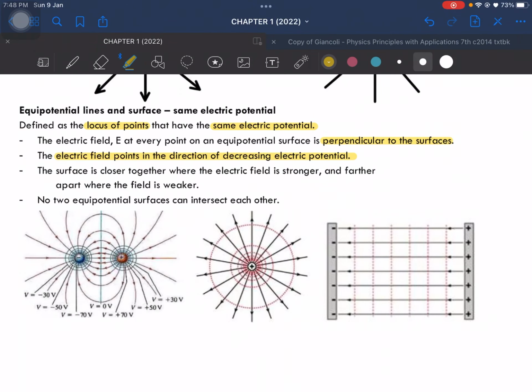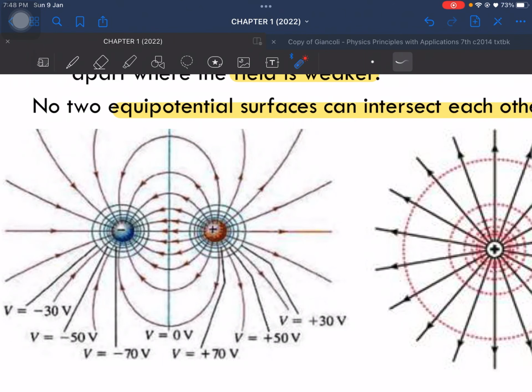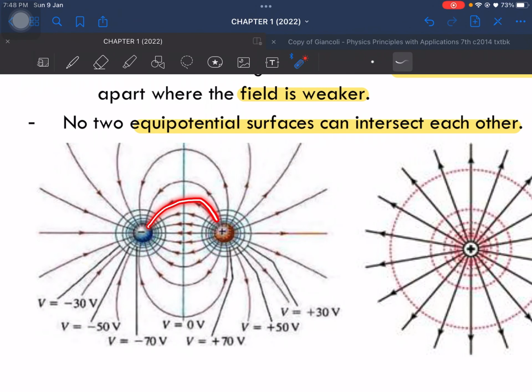Okay, this is the relationship between electric field and electric potential. And then the surfaces are closer together where the electric field is stronger, and farther apart when the field is weaker. And no two equipotential surfaces can intersect each other. So that's why we draw it with spaces between them, they cannot intersect each other.